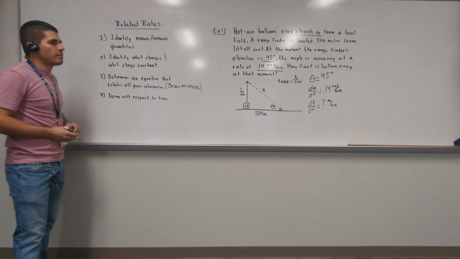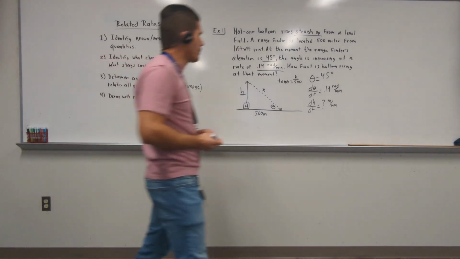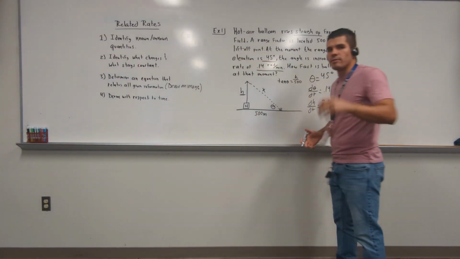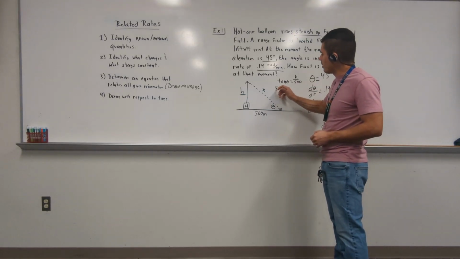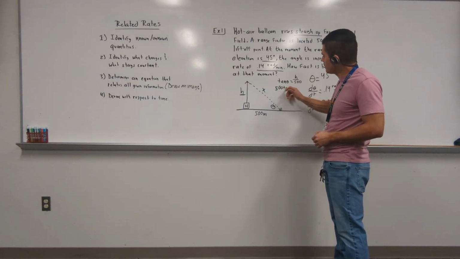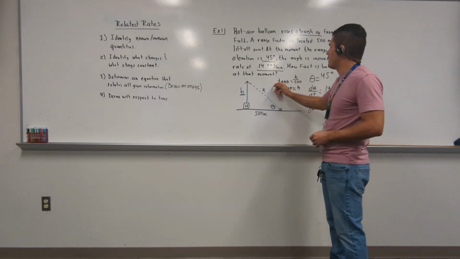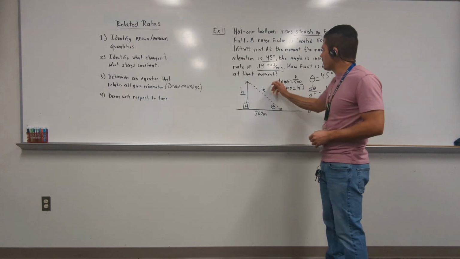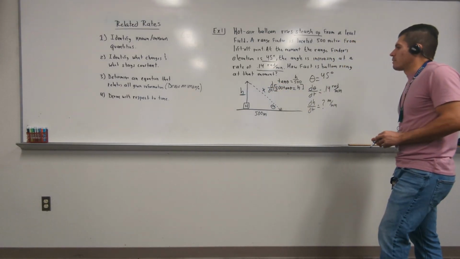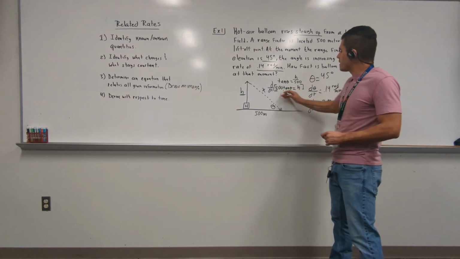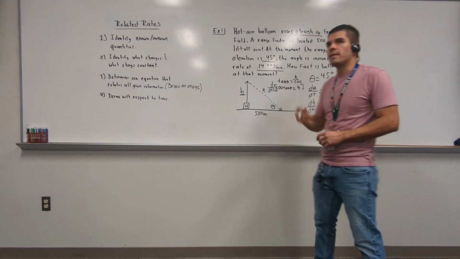Now I'm going to take the derivative of this with respect to time. All right. First, I'm just going to do a little algebra so I don't have a fraction here. I'm going to move over the 500, so I'm going to have 500 tangent theta is equal to h. And now I am going to take the derivative of this expression with respect to time. All right, so the derivative of tangent of theta is secant square of theta.